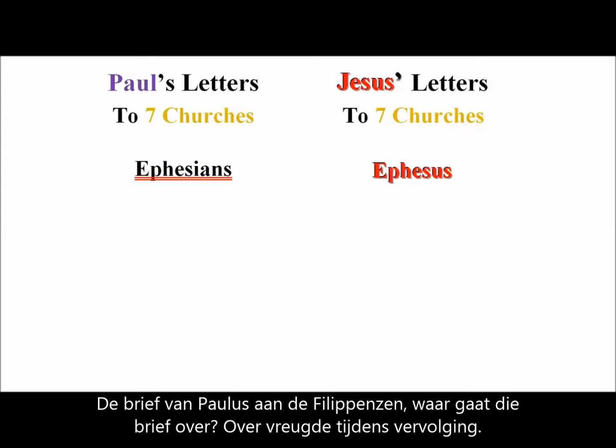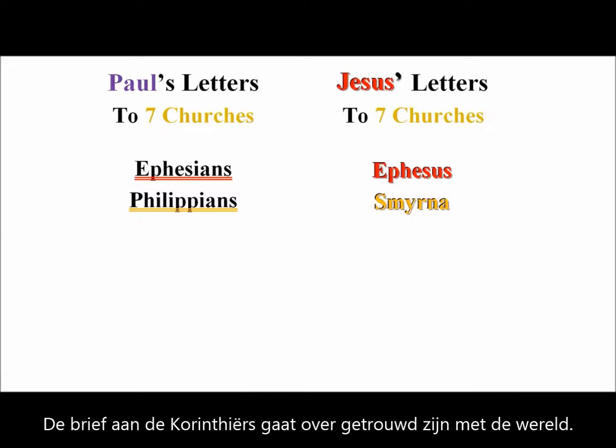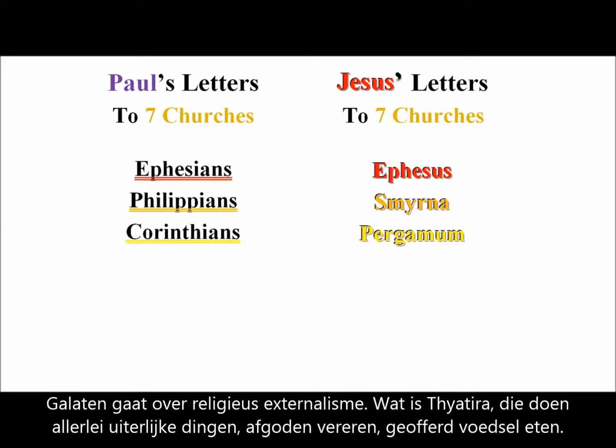Paul's letter to the Philippians, what is he telling the Philippians? The Philippians is about joy during persecution. What is Smyrna? It's the persecuted church. The letter to Corinthians is about being married to the world. And what's Pergamum? It's a mixed marriage. It's where Christianity and paganism married.